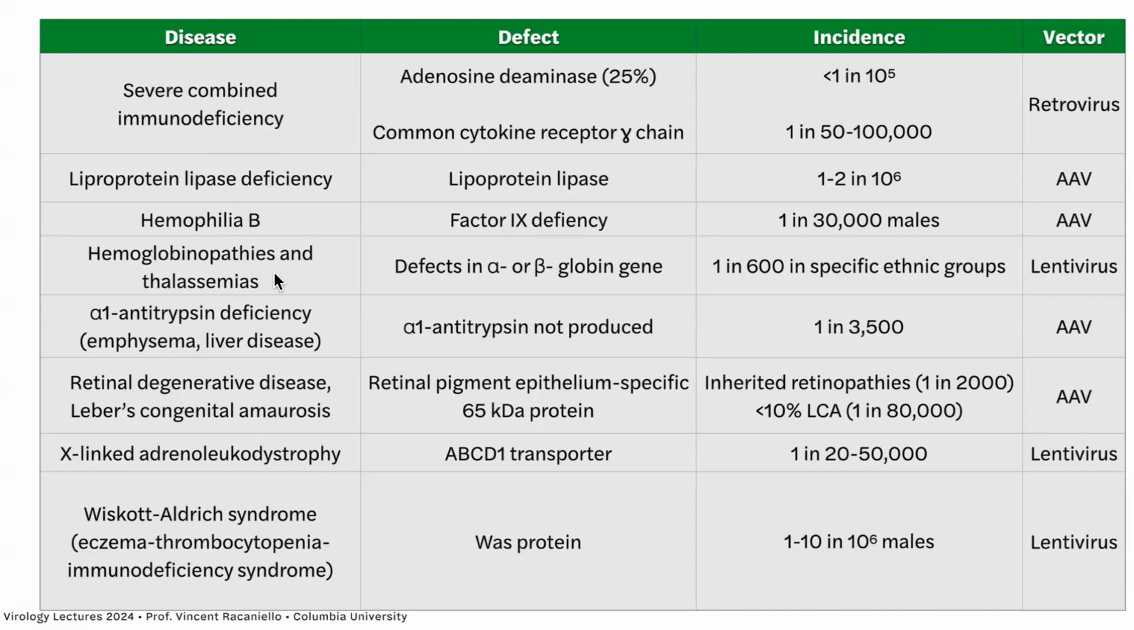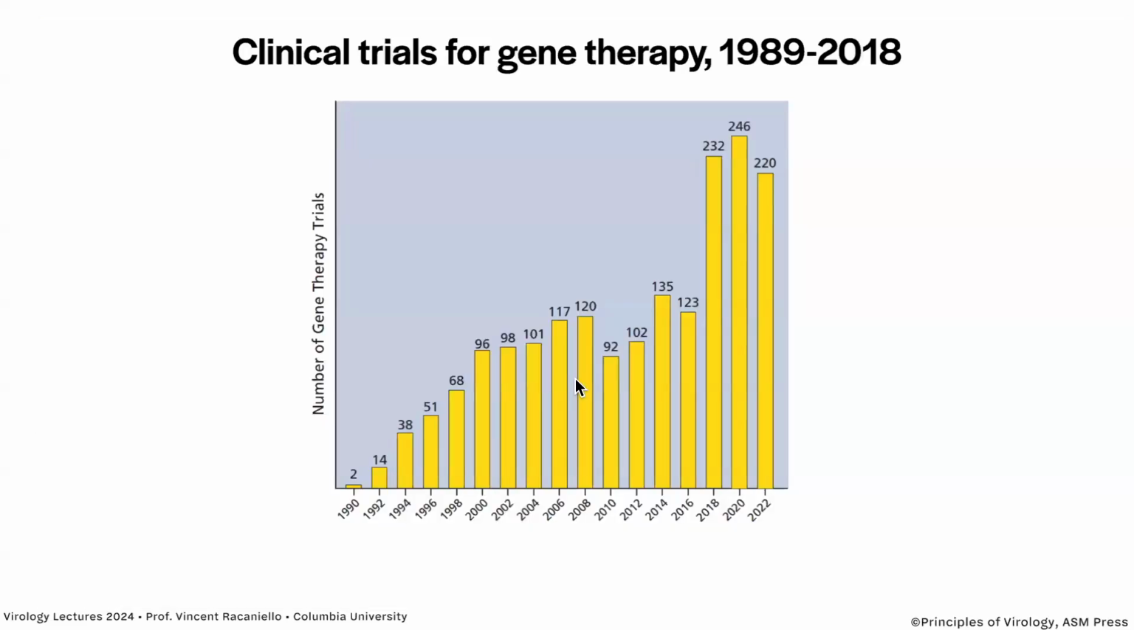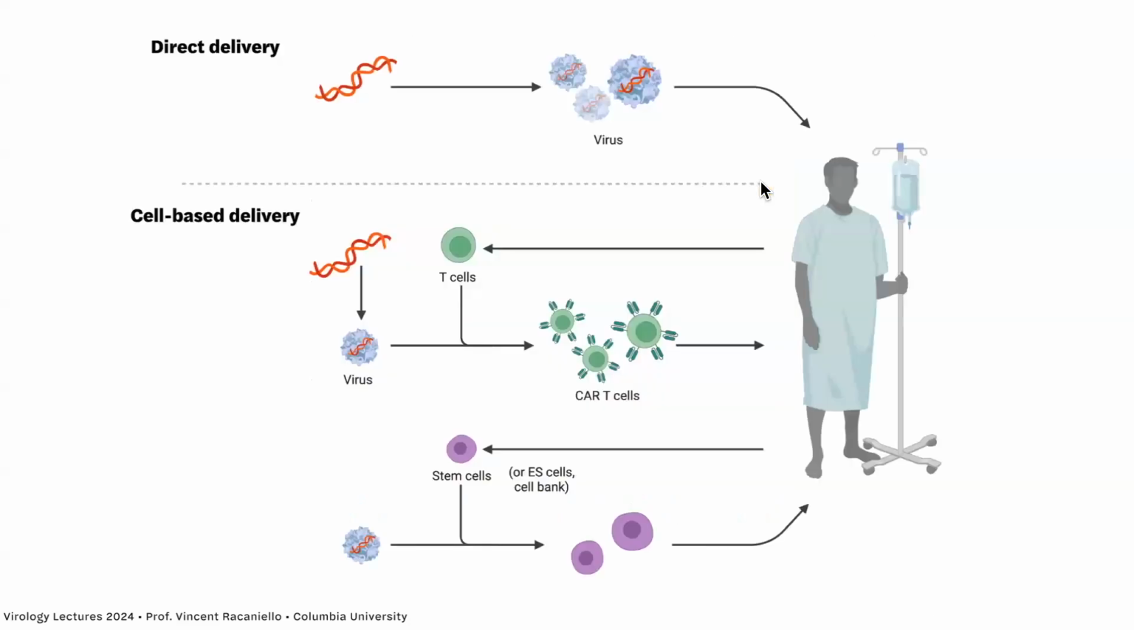Hemophilias, hemoglobinopathies, retinal diseases, etc. All of these are being tested with different vectors to try and correct the deficiency. This is a graph of the number of gene therapy trials from 1990 to 2022. You can see it increases every year, currently 220 different ones in trial. And this is a very, very exciting field.